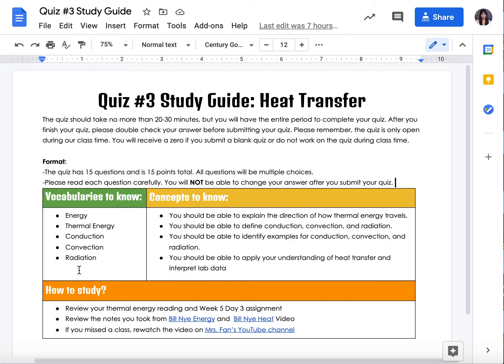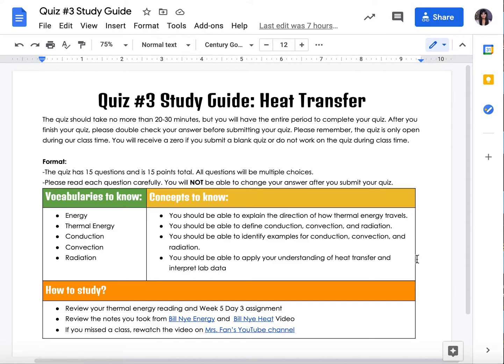Here is some vocabulary you should know before the quiz: energy, thermal energy, conduction, convection, and radiation. On the right, here are some concepts you should know. You should be able to explain the direction of how thermal energy travels. Earlier, we talked about how it always travels from something that is hotter to something that is colder.